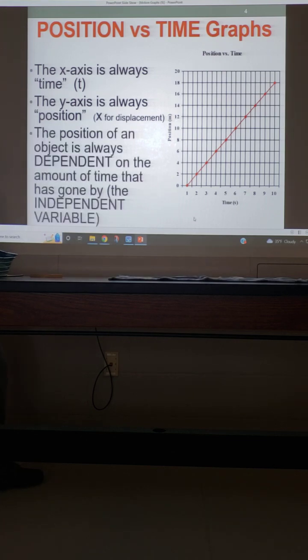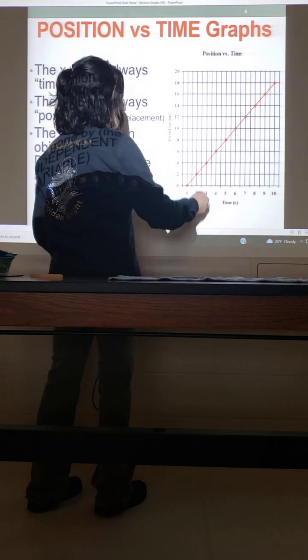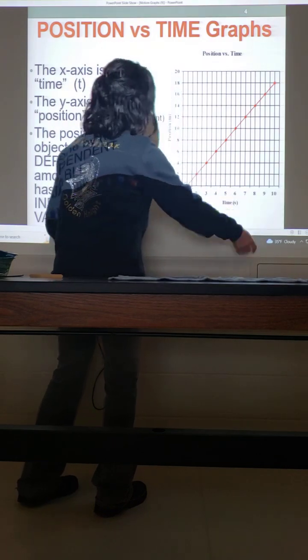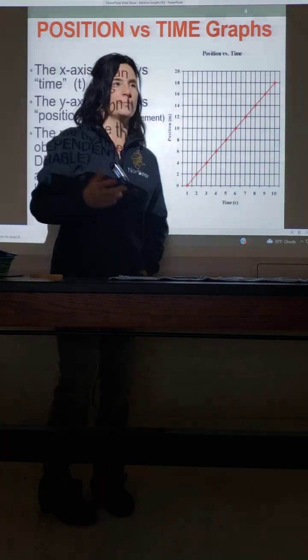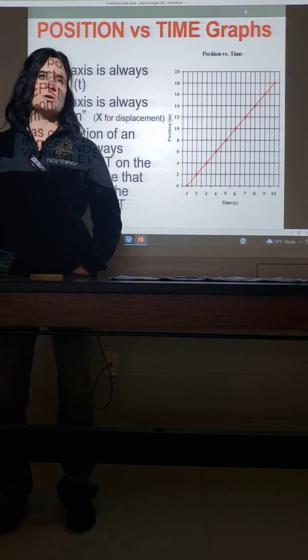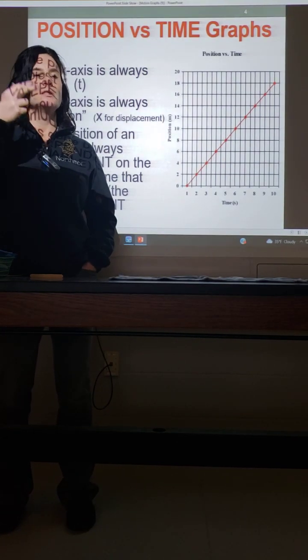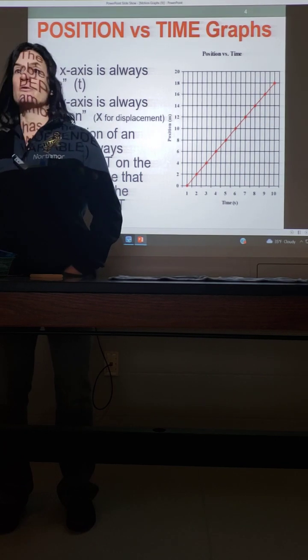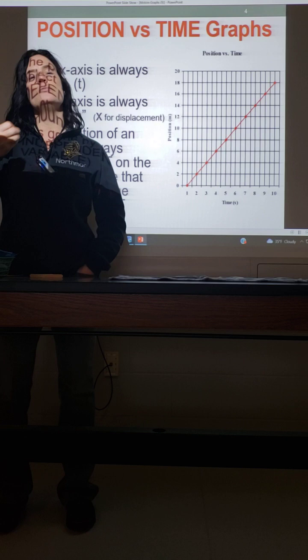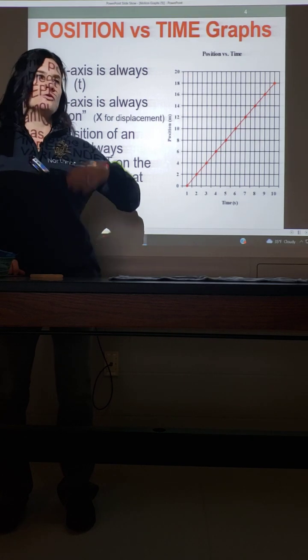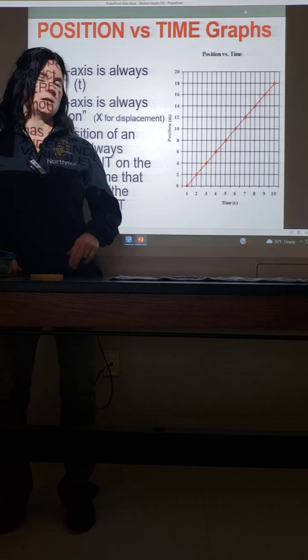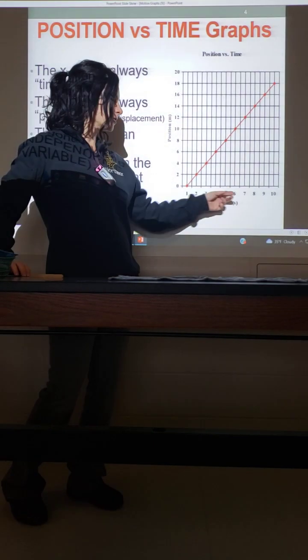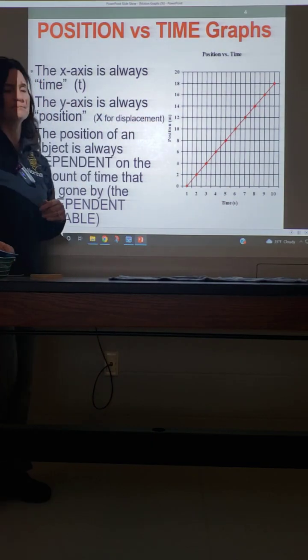Good. All right, and so the position of an object is always going to depend on the amount of time that's gone by, which is why time is the independent variable. So as time clicks by, it's going to have an effect on your position. Think of you going on a road trip. As you pull out of your driveway, the time starts, right? You're 1 minute away, 2 minutes away, 3 minutes, 5 hours, 10 hours, whatever. As time goes by, your position changes, right? And so this is our independent variable, this is our dependent.